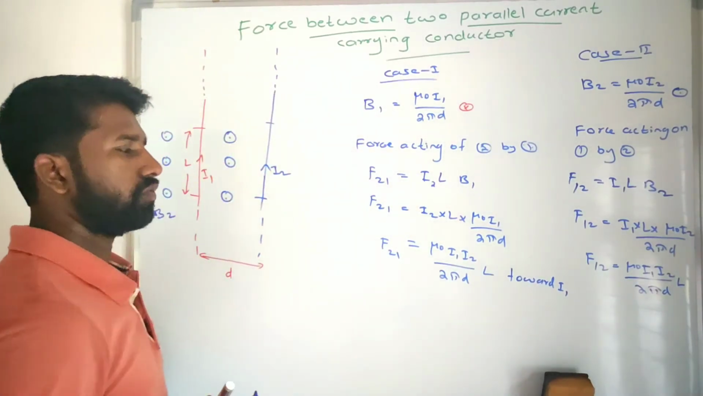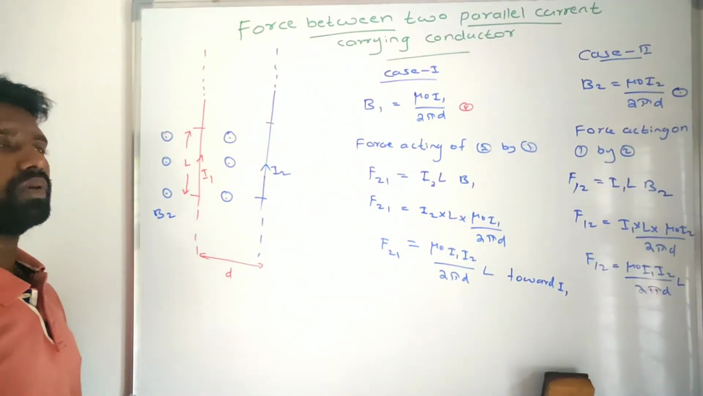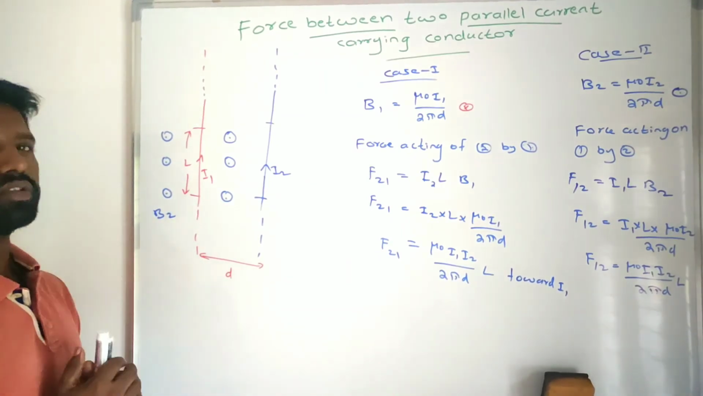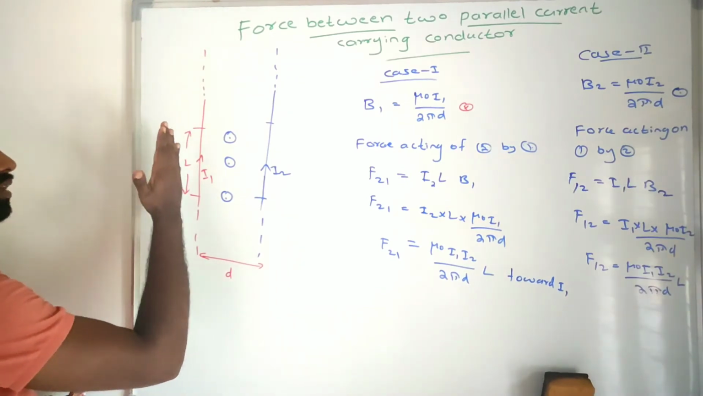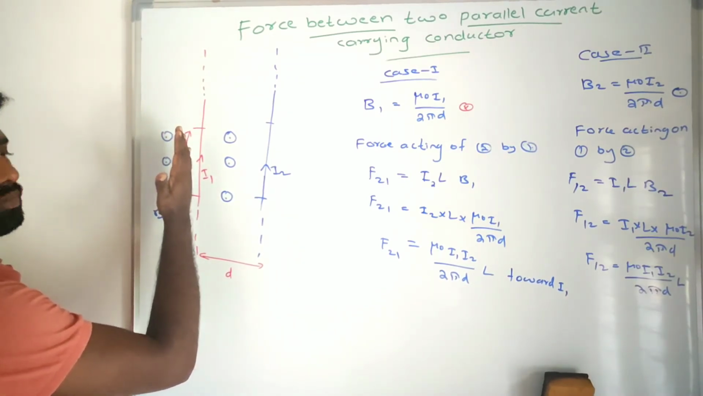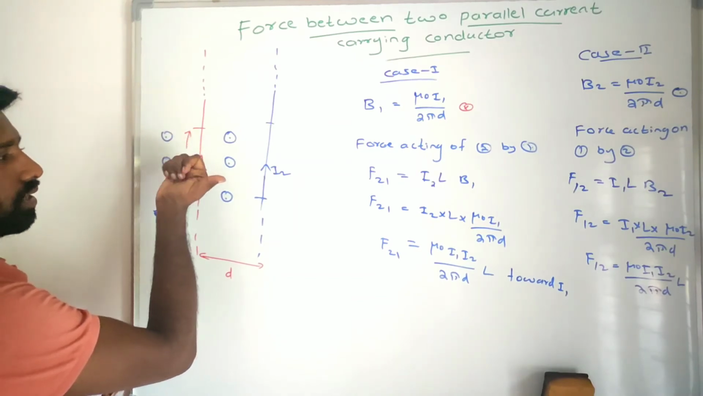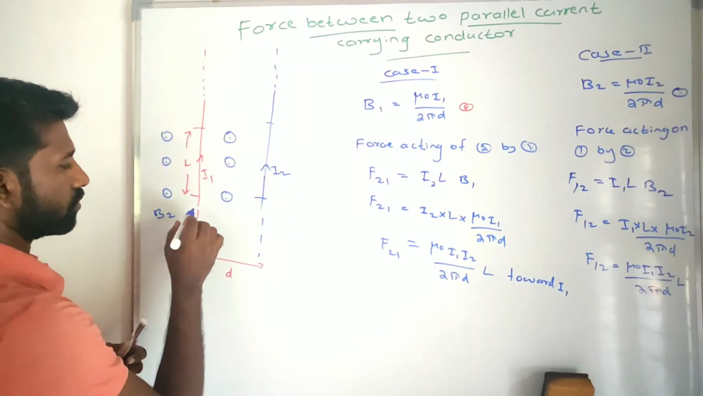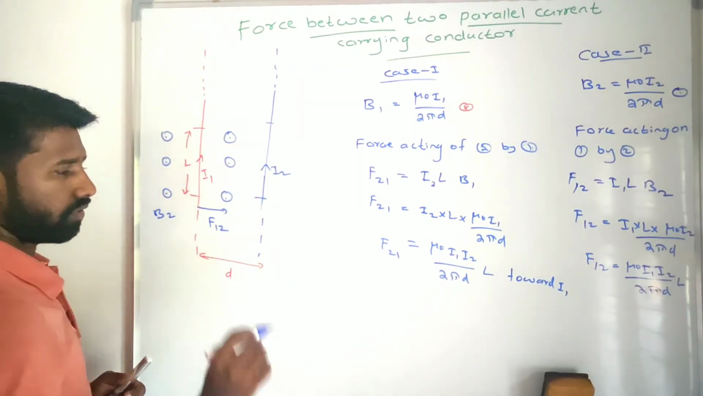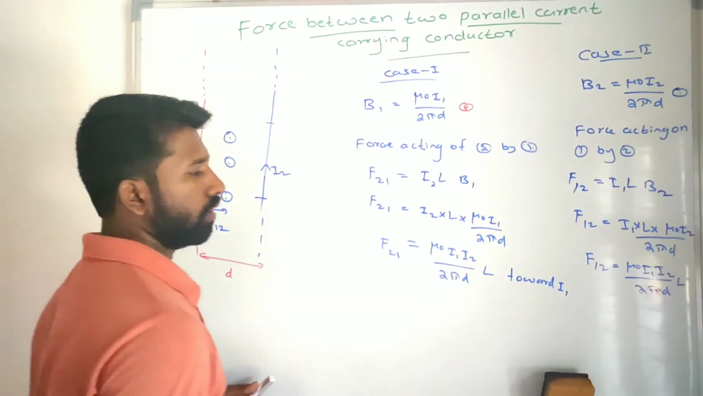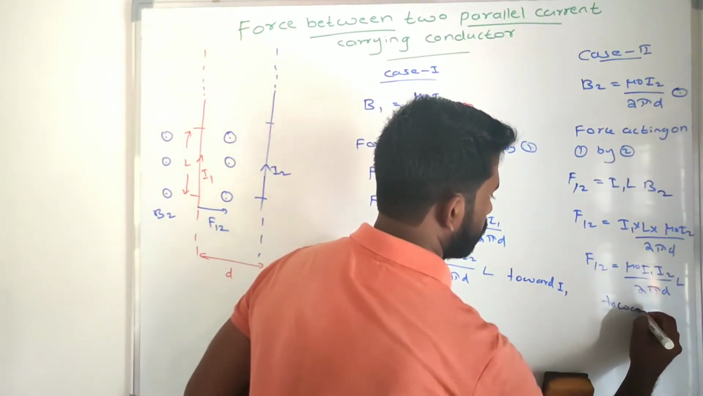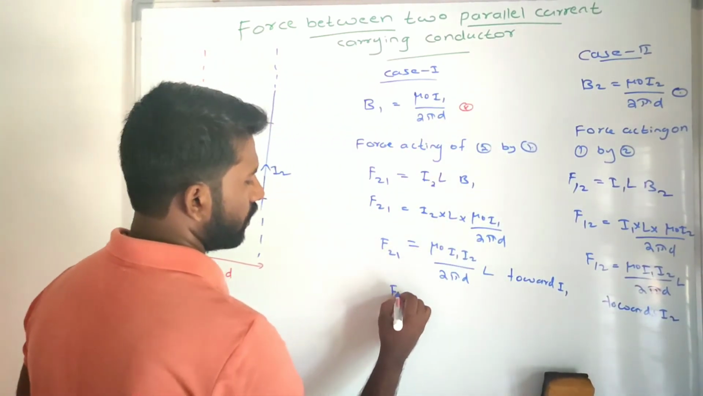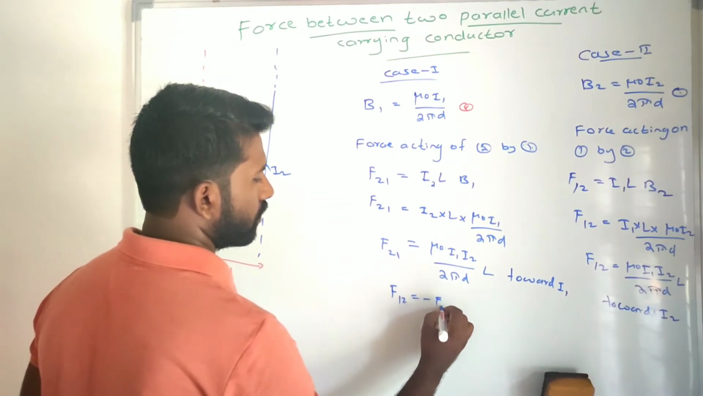Okay, what about the F12 direction? The direction can be found out by the right hand thumb rule or Fleming's left hand rule. I am going to apply a right hand rule. So I place my right hand in the direction of current, then I curl my fingers in the direction of the magnetic field, like this. So I get the force direction like this. So this is the force direction, F12. That is, F12 is acting towards I2.